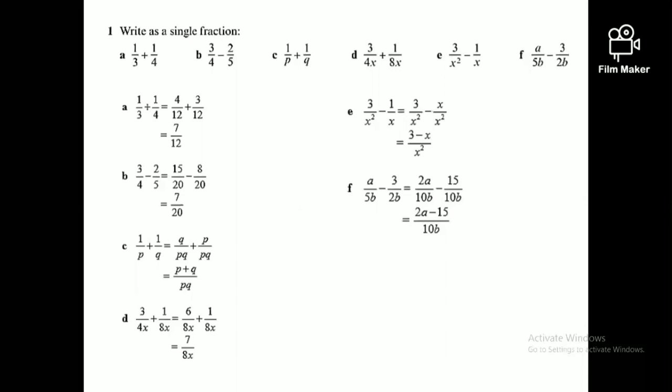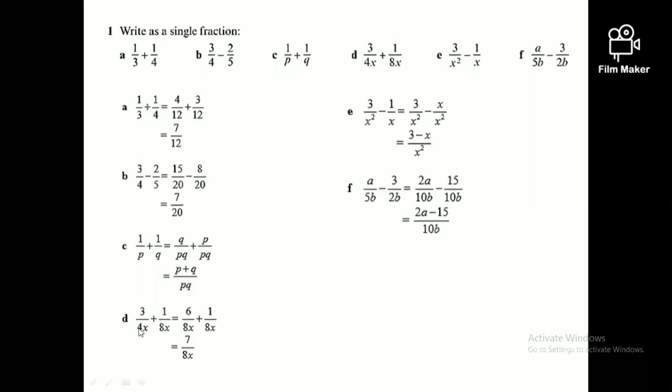Then if you come up with part C, that is 1 over P plus 1 over Q. Then if you take the LCM, PQ, then how many P's are there for PQ? That is Q. Then 1 into Q. Plus how many Q's are there for PQ? That is P. If you cover Q from the denominator, remaining is P. Therefore, you can multiply 1 with P. Then you can say the common denominator is PQ, P plus Q over PQ, right? The next extension is 3 over 4x plus 1 over 8x.